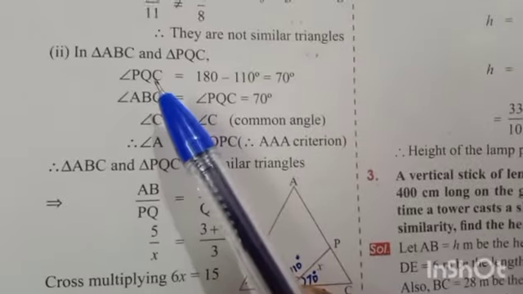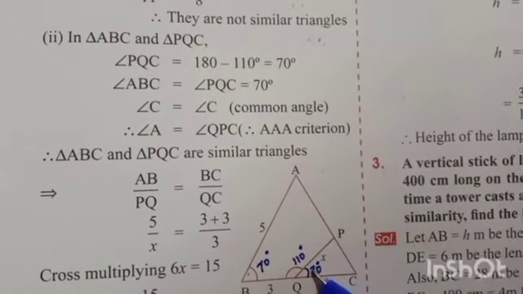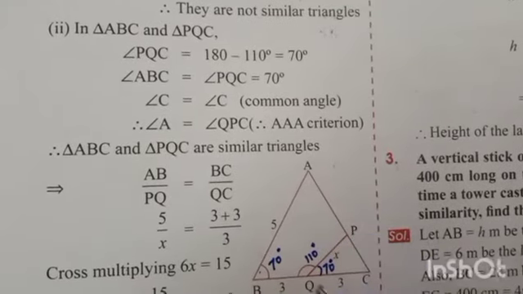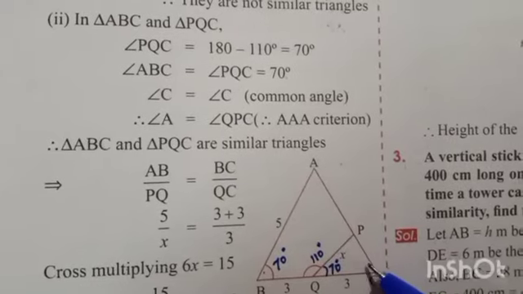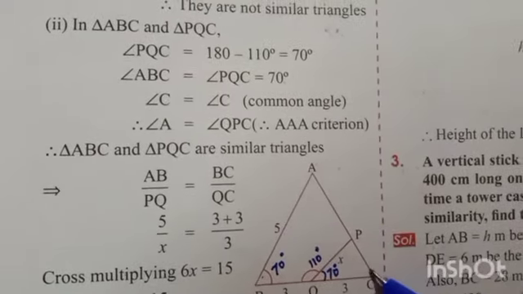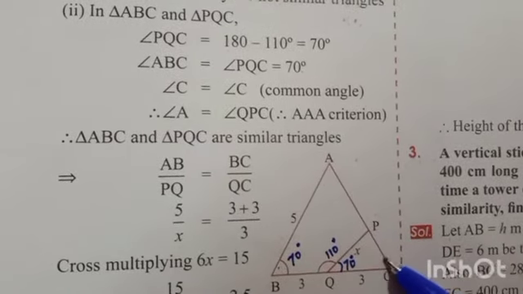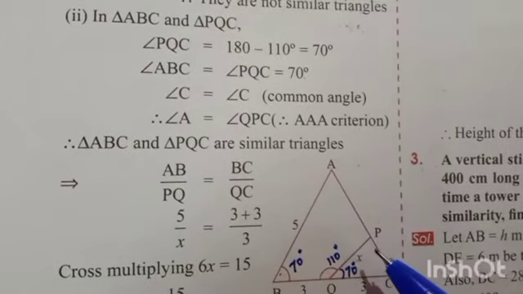Now, in triangle PQC, angle PQC is 180 minus 110, that is 70 degrees. Now, angle ABC is equal to angle PQC, that is equal to 70 degrees. Angle C is a common angle. For the outer triangle ABC we get angle C, and in triangle PQC we have this angle C. So this angle C is common for both the triangles.